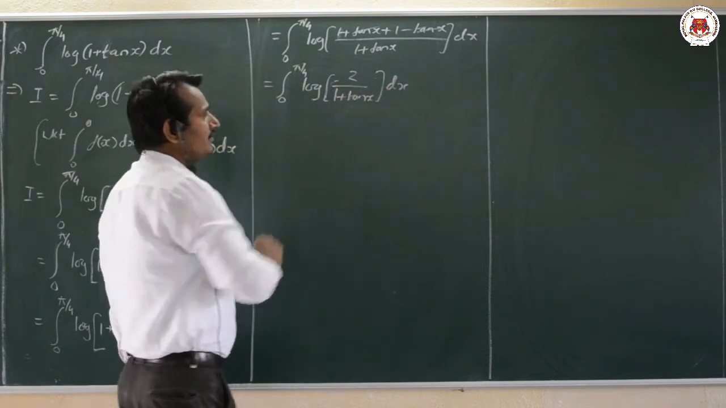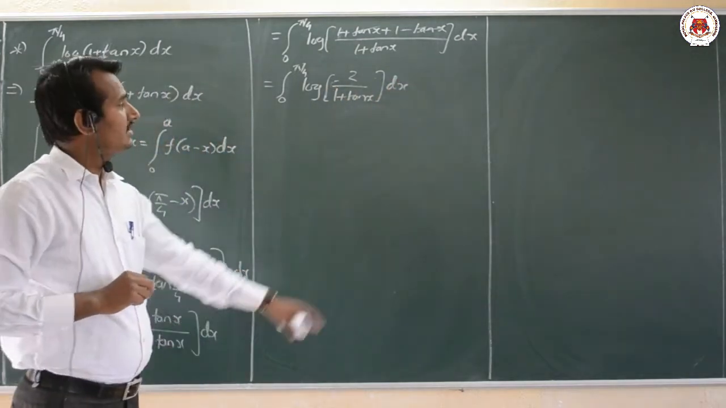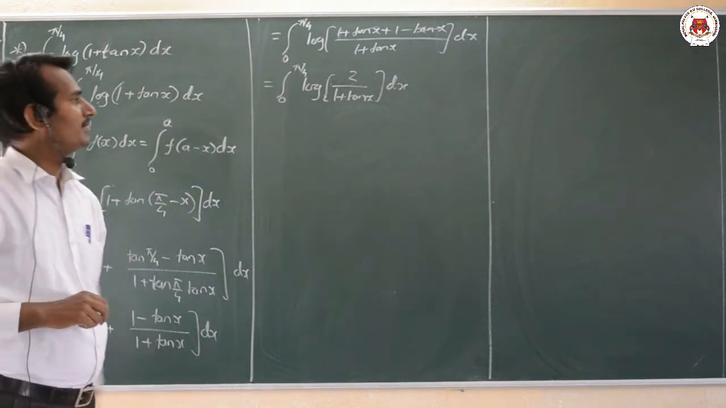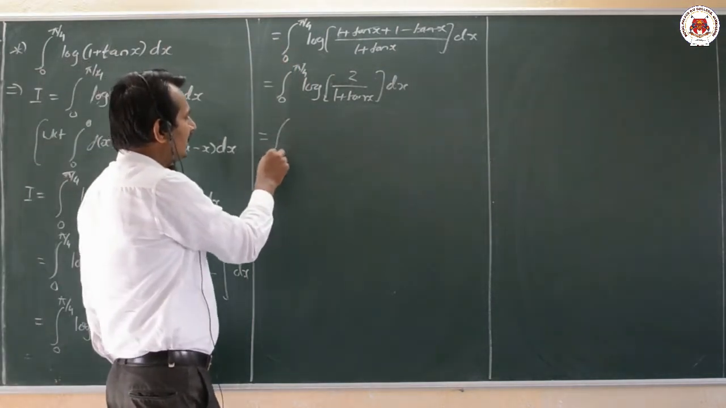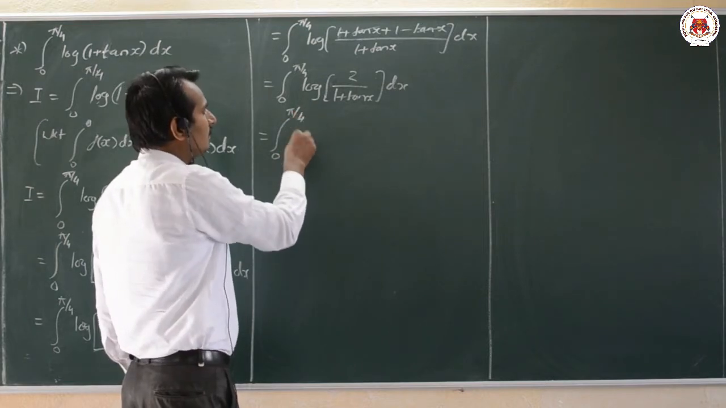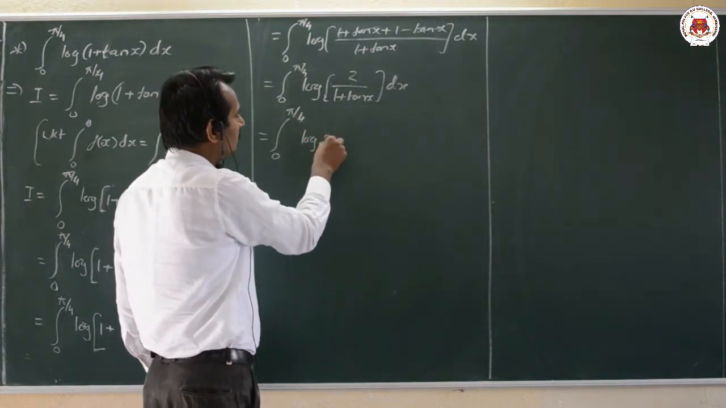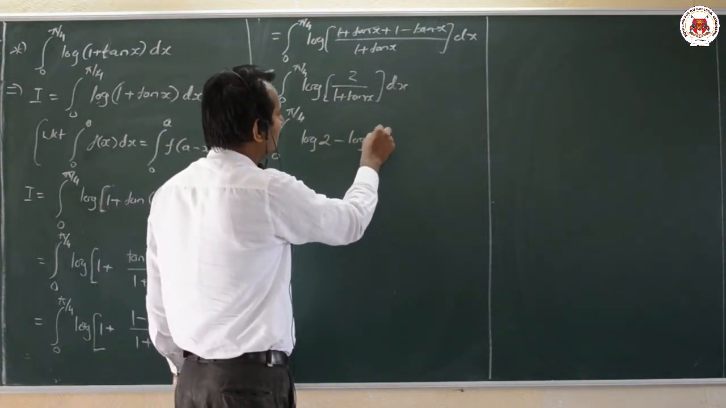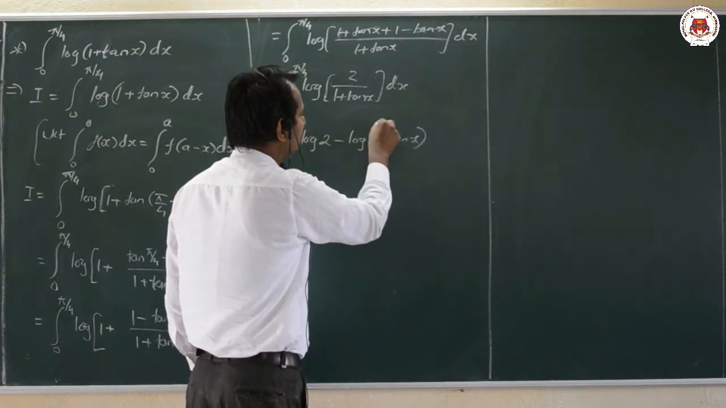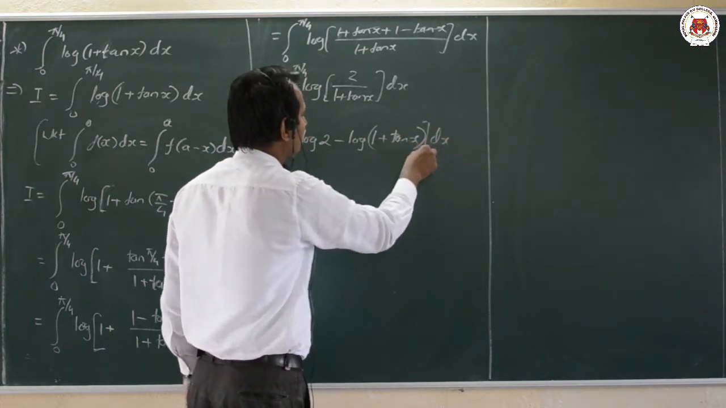Now you can make use of the logarithm property. What is it? Log a by b means log a minus log b. That property we can use now. What we get, that is the integral from 0 to pi by 4 of log of 2 minus log of 1 plus tan x, into dx here.